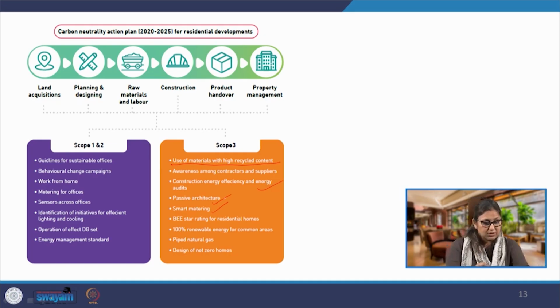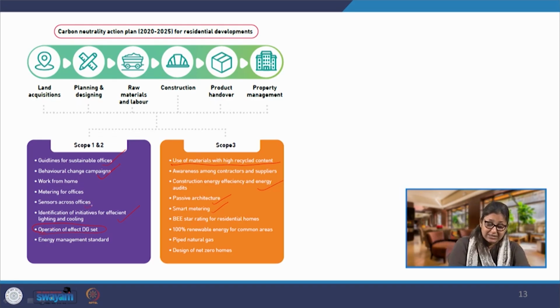So, if we train the user, if we educate the user towards behavioral changes, how to use the building in order to be more and more energy efficient, has been recognized as one of the important solutions. So, this is also integral to designing these offices. They are talking about sustainable offices, they are talking about identification of initiatives for efficient lighting and cooling, the operation of DG set. So, reducing the requirement of DG set and how we can optimize the operation of DG set within different facilities.